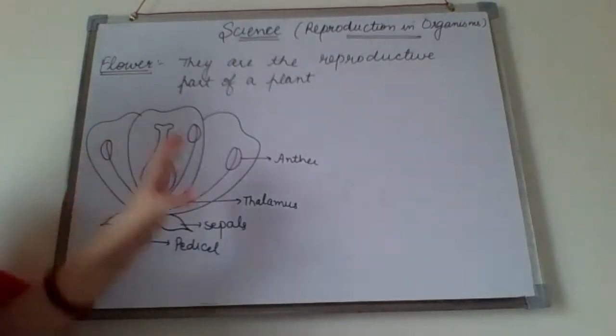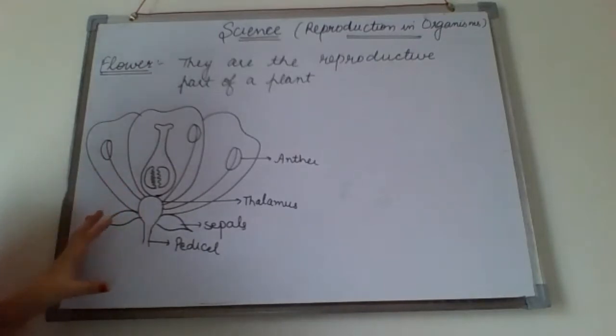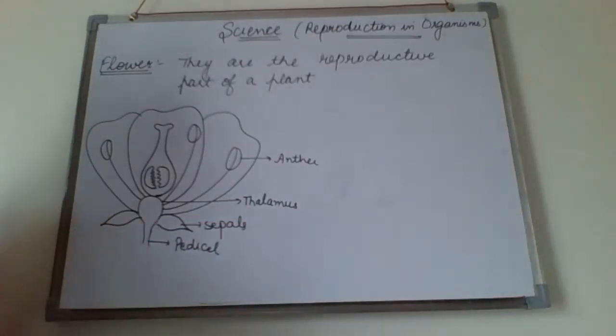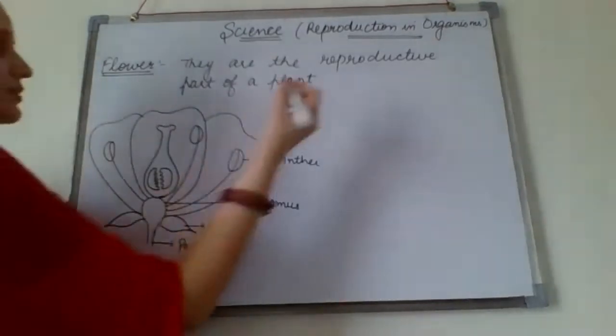And you know, if we study the diagram of the flower, right? So this is the diagram of the flower that I have drawn here. It contains pedicels, sepals, thalamus, right? The male and the female reproductive parts that you have also studied in your previous class, right?